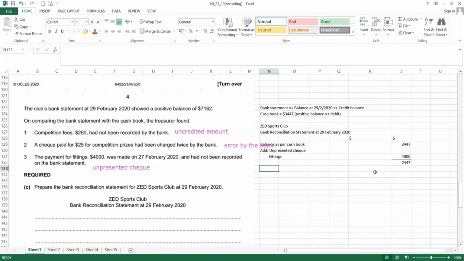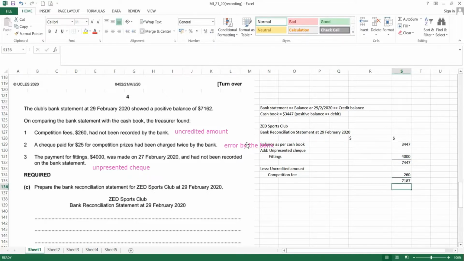So we get this plus this. Okay, the next item, less uncredited amount. Later I will explain how we see the item. This uncredited amount is the competition fee that has not been recorded by the bank. So here we put competition fee, 260. So take this, you minus this one. So you get this amount.